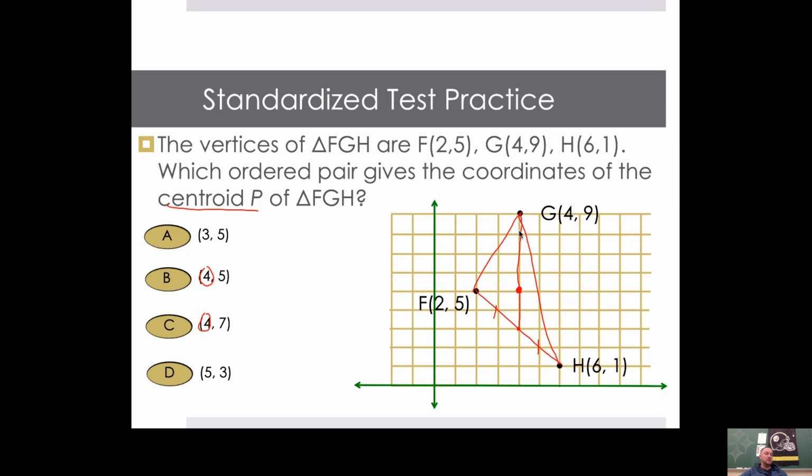This was kind of easy because I did this one first, and it was nice because it was a vertical median. If it was a diagonal median, I'd have to use my distance formula. I'd have to use my midpoint formula a couple more times. That's your guy. Depending on which one you go with first, makes the problem way easier.